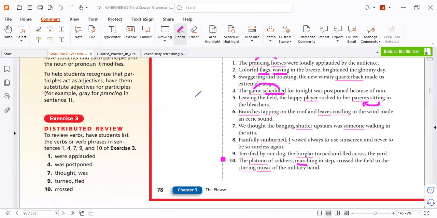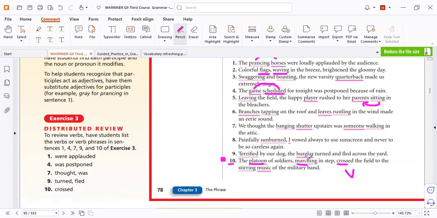Let's continue. We stopped on number 10. Who or what is marching in step? Platoon of soldiers. A platoon means a group of soldiers from 10 or 12. So the group of soldiers. Who was marching? The platoon, the group of soldiers. And who crossed? Platoon of soldiers.